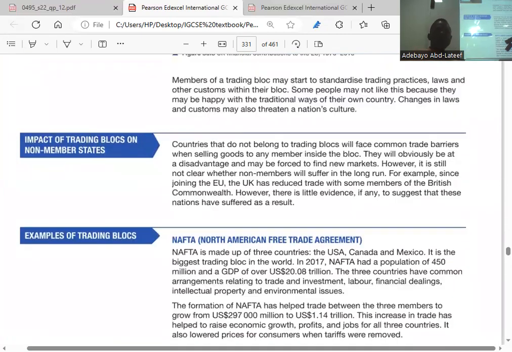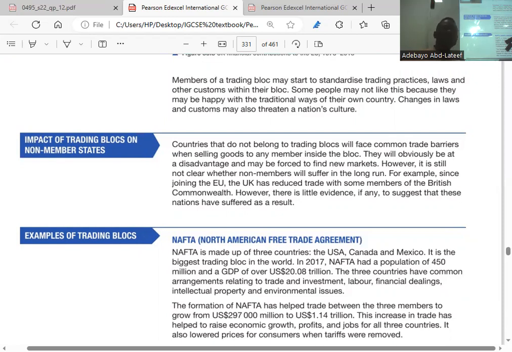So we go down, please. The impact of trading blocs on non-member states. Are we together, please? Countries that do not belong to a trading bloc will face common trade barriers when selling goods to any member inside the bloc. They will obviously be at a disadvantage and may be forced to find new markets. However, it's still not clear whether non-members will suffer in the long run. For example, since joining the EU, the UK has reduced trade with some members of the British Commonwealth. However, there's little evidence, if any, to suggest that these nations have suffered as a result.